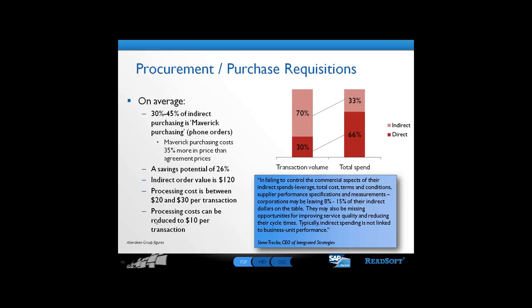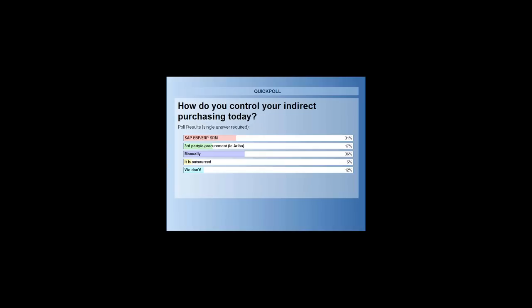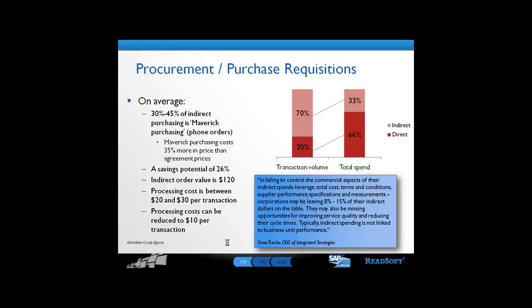Let's have a look at the results now. So you can see, again, two clear winners. It's mainly through SRM or SAP EBP at 31%, and 36% of you manually. Interesting results. Back to you, Adam. Fascinating. If you look between manually and we don't, there's about 48% of you who could absolutely benefit. So nearly half of us on the webinar today could really benefit from controlling and automating that. That's great news.